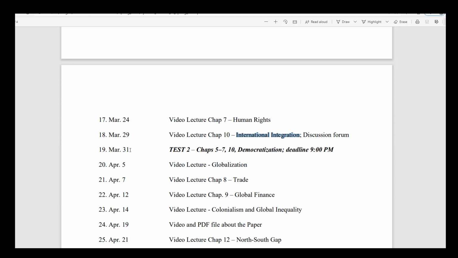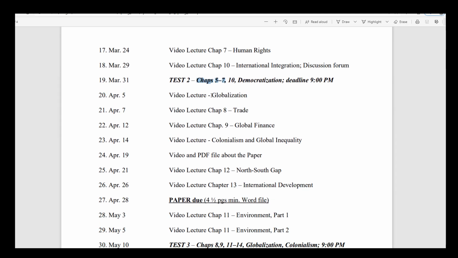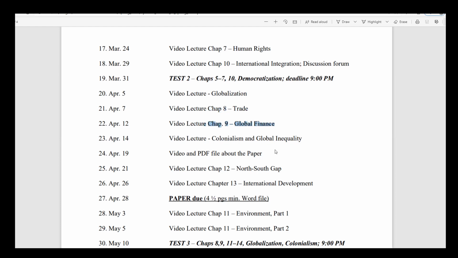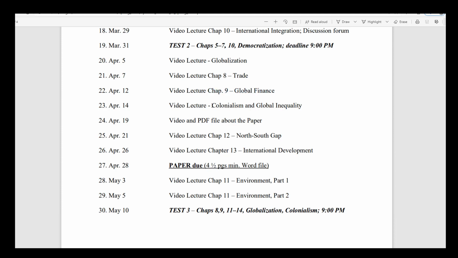And then test number 2 is on March 31st, covers chapters 5 through 7 and 10, as well as the democratization. The last third, globalization, talking about that a little bit more in depth before I get into these chapters where we're looking primarily at the global economic system. Chapter 8 is on trade. Chapter 9, global finance.